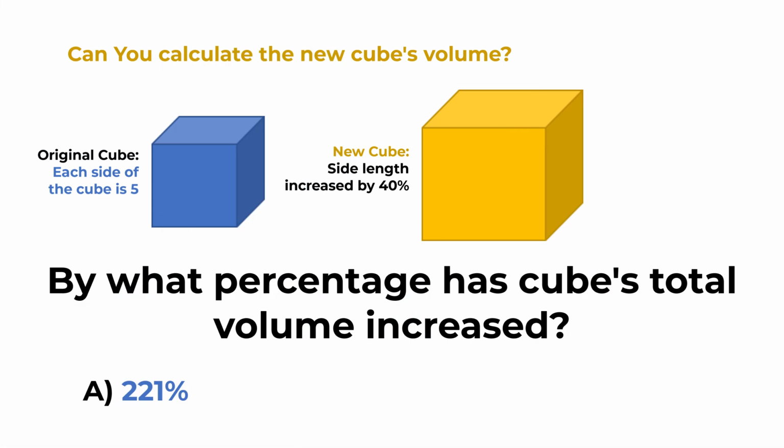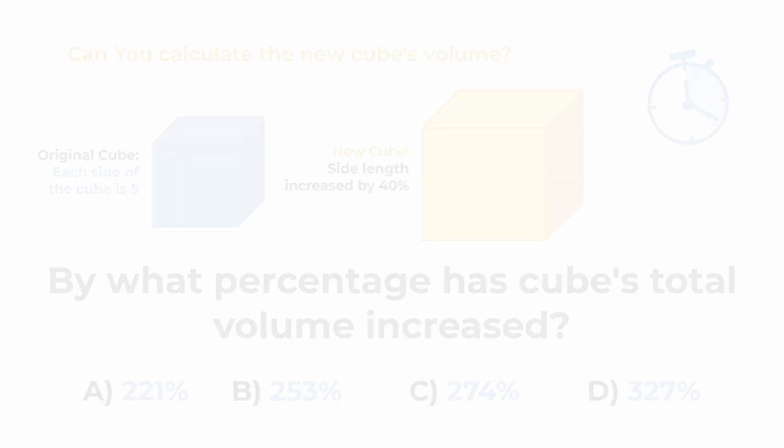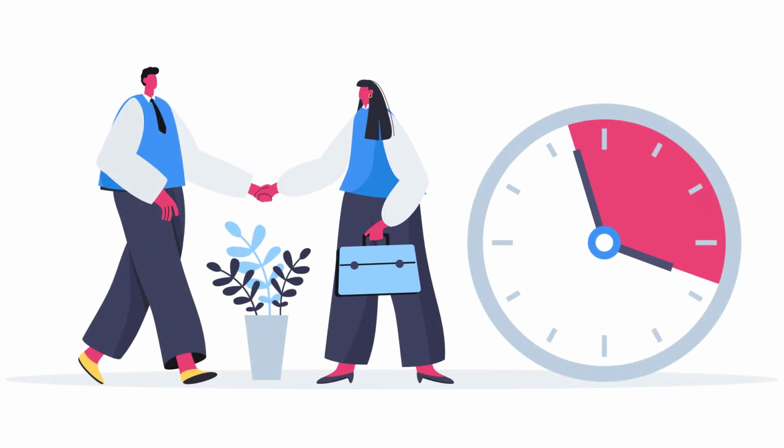Choice A, 221%, choice B, 253%, choice C, 274%, and choice D, 327%. The answer to this question may not be obvious, so give yourself a little bit of time to come up with the solution. Let's move forward and calculate the correct answer together.